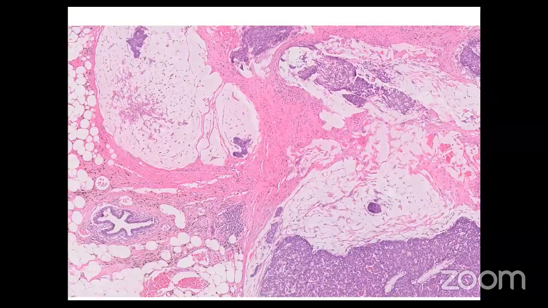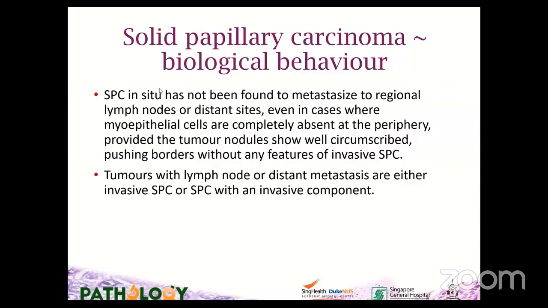So here is a mucinous carcinoma that accompanies a solid papillary carcinoma, with extracellular lakes of mucin in which the invading tumor nests are suspended. In terms of biological behavior, solid papillary carcinoma in situ has not been found to metastasize to regional lymph nodes or distant sites, even in cases where myoepithelial cells are completely absent at the periphery, provided the tumor nodules show well circumscribed pushing borders without any features of invasive solid papillary carcinoma.